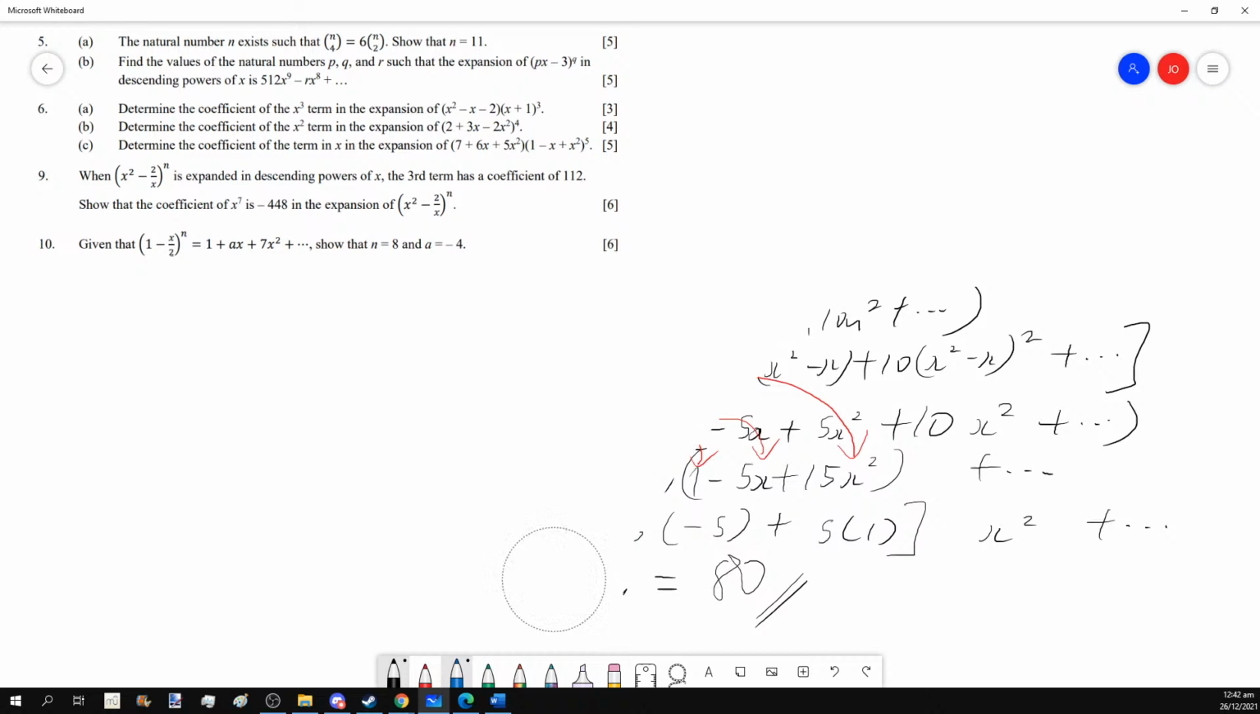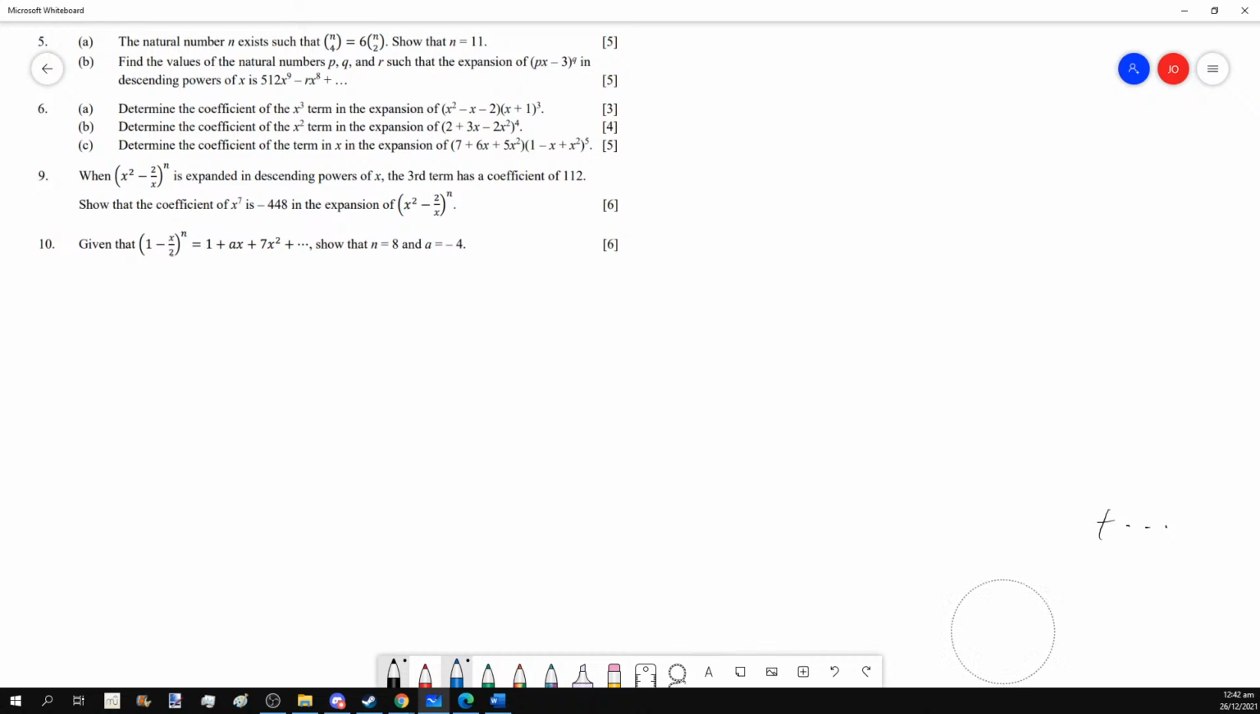So we are left with two more problems. Now these are the bad boys of today's lesson. Both of them involve finding the value of an unknown power. So let's take a look at question 9. 9 tells us when x squared minus 2 over x to the power of n is expanded in descending powers. So you start from the biggest power. The third term has a coefficient of 112.